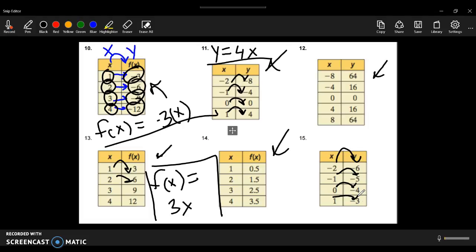If you think about how you go from -2 to -6, -1 to -5, 0 to -4, and 1 to -3, you take your number, x, and you minus 4.